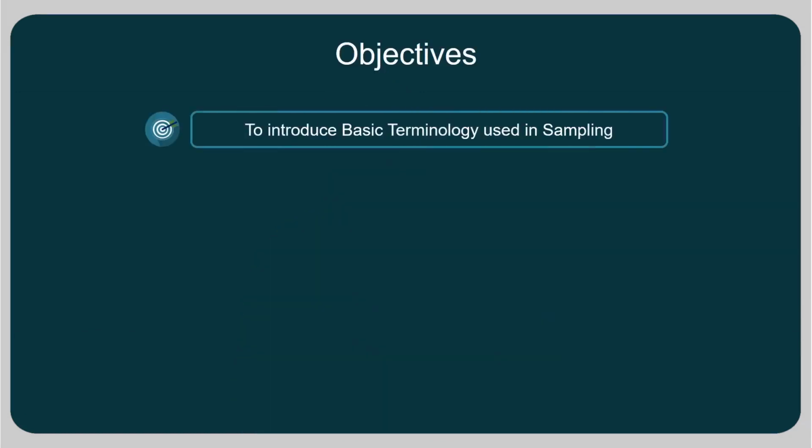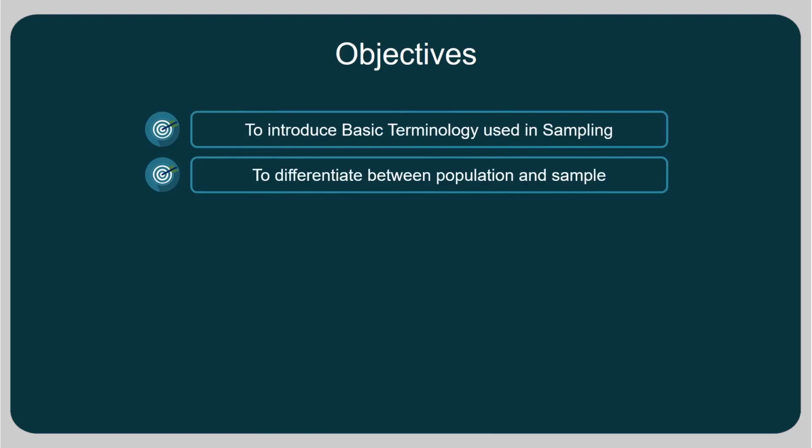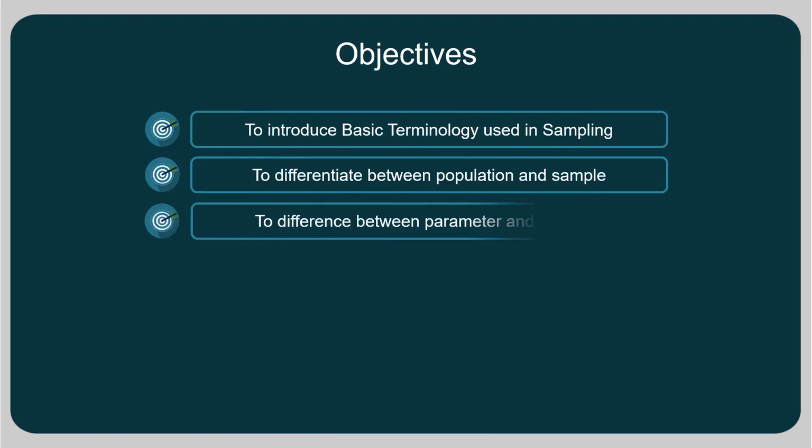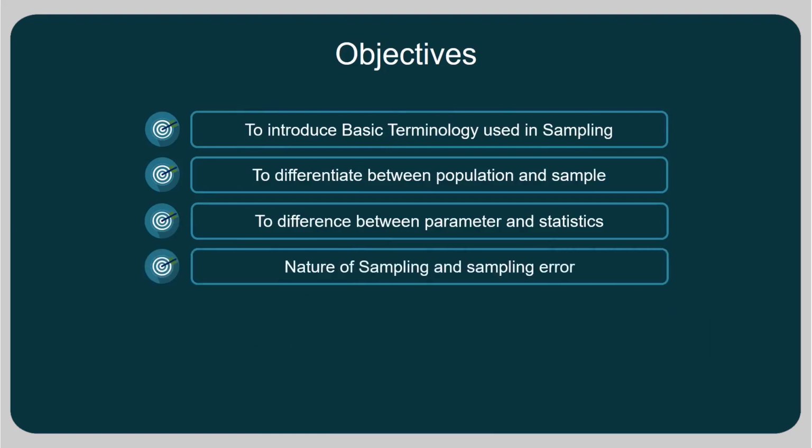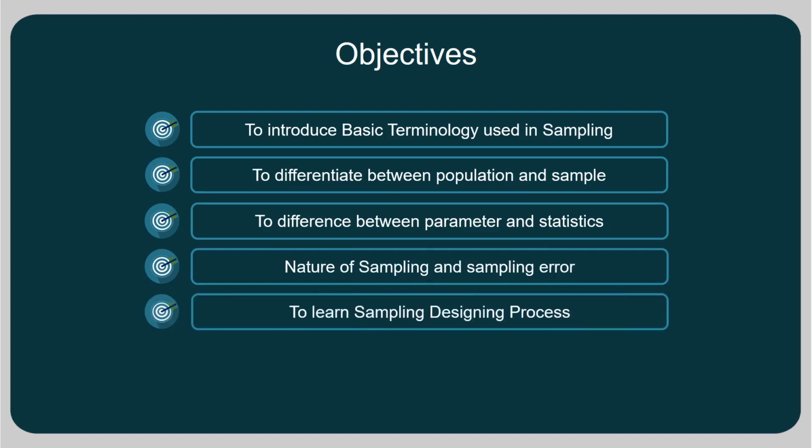Hello viewers, we are going to discuss sampling. The objectives of the lesson are to introduce basic terminology used in sampling, to understand the difference between population and sample, to differentiate between a parameter and statistics, to explain the nature of sampling and sampling error, and to learn the sampling designing process. Since I was mentioning in the objectives, the terminologies used in sampling must be understood by every researcher.